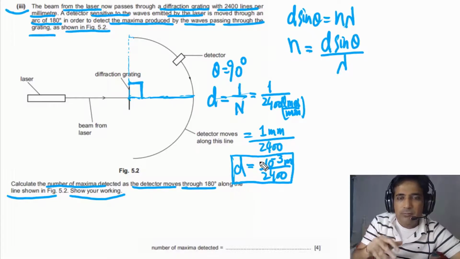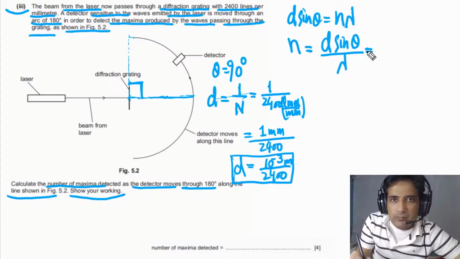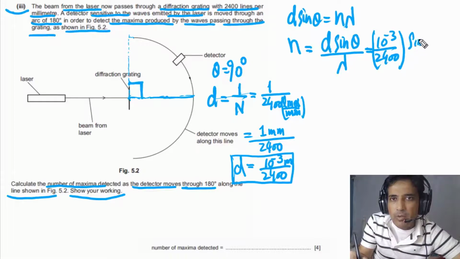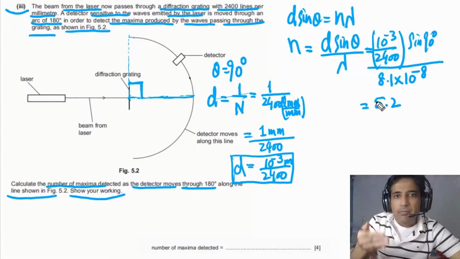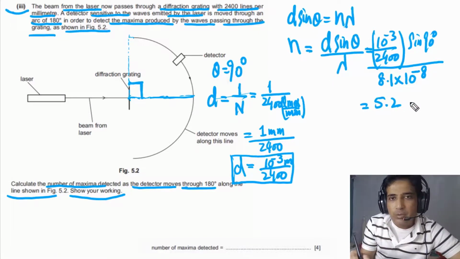Now we need to plug in this value of d in the equation and we can find out value of n. Let's plug in these values. So d in this case is equal to 10 to negative 3 divided by 2400. We have sine of 90 degrees and value of lambda we have already calculated. That was 8.1 times 10 to negative 8. Now if we solve this one, our answer will be 5.2. So this is number of bright fringes on one side, but fringes cannot be 5.2. So only possible number of fringes we can have in this case is 5.